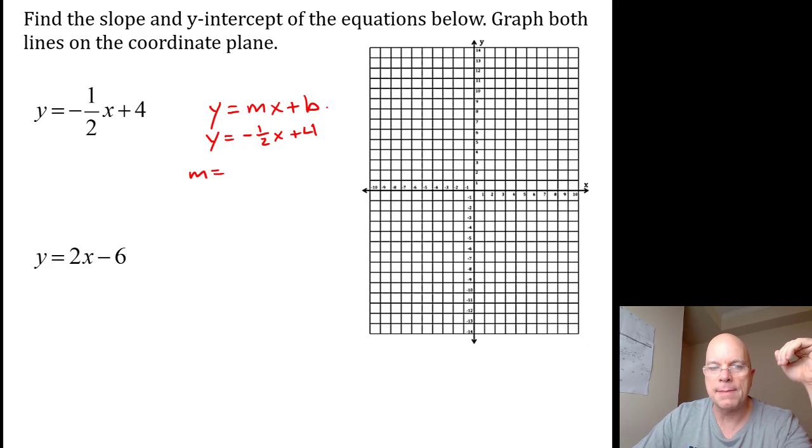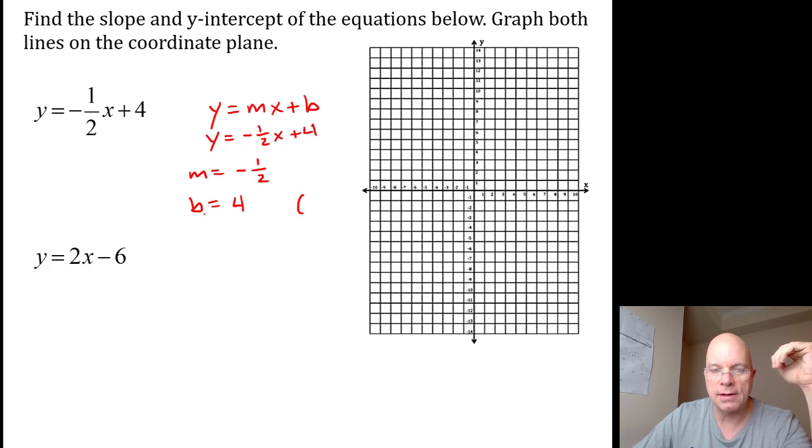If y equals mx plus b, and my line is y equals negative 1/2 x plus 4, then m must be negative 1/2, and b must be 4. If it was minus 4, b would be negative 4. But b is the y-intercept, so if b equals 4, you have a point on your line already.